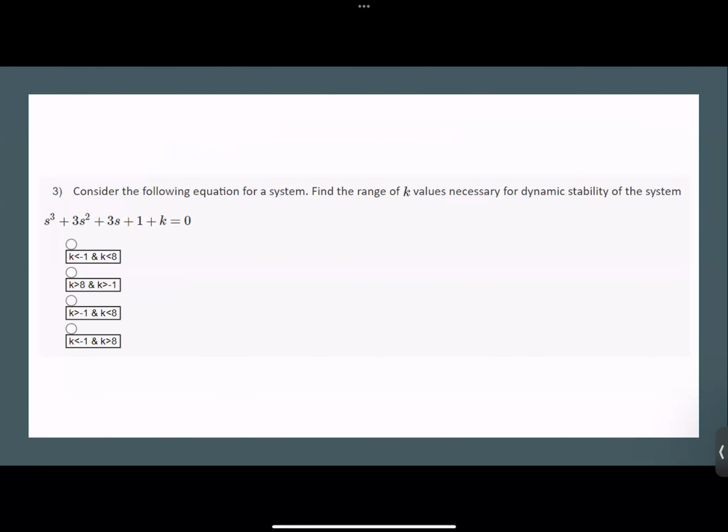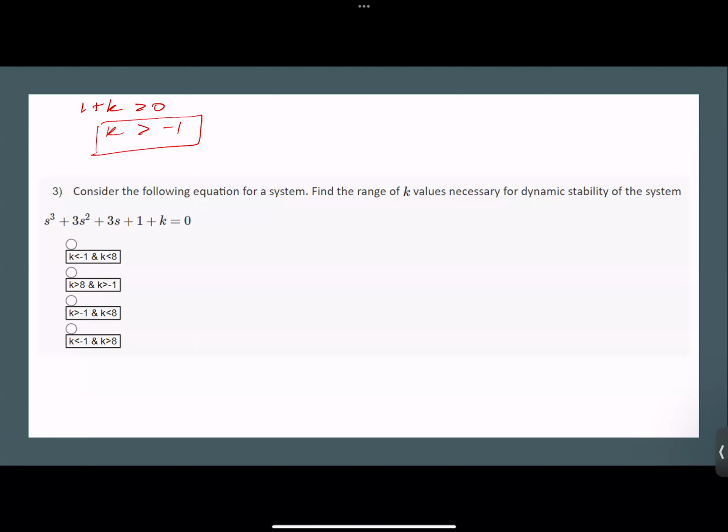Consider the following equation for a system. Find the range of K values necessary for dynamic stability of the system. How do you do this? So one thing we know is that all the coefficients must be positive, right? So all the coefficients must be positive. So first condition is 1 plus K should be greater than 0. So K should be greater than minus 1. This is one condition. Now, what is the other thing?